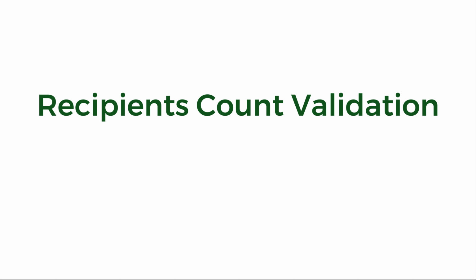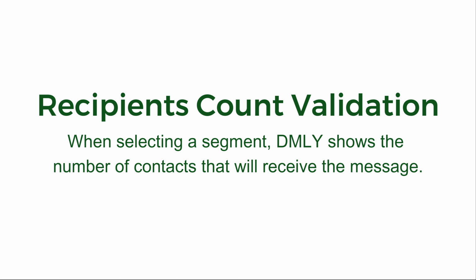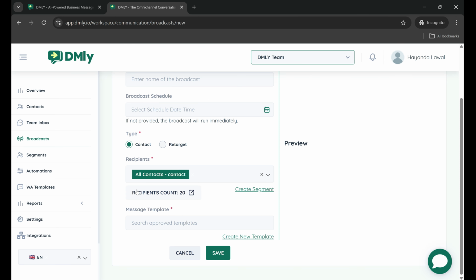Next, Recipients Count validation. Always check your recipients count. When selecting a segment, DMLY shows the number of contacts that will receive the message. Always review this number before sending. It helps you confirm the correct audience, verify your segment, and avoid sending messages to the wrong people.